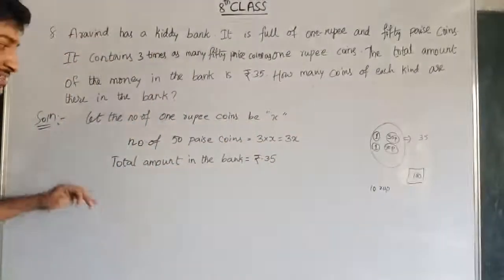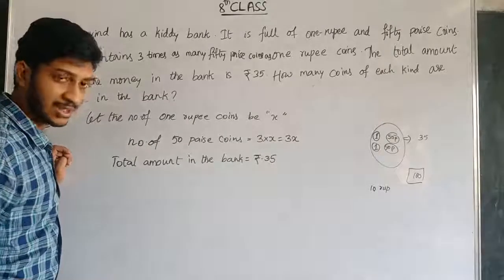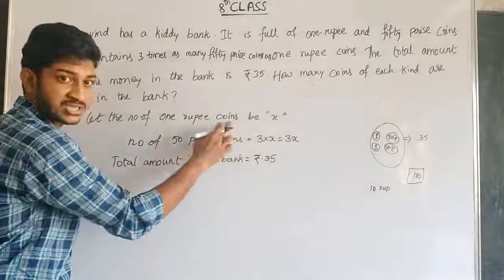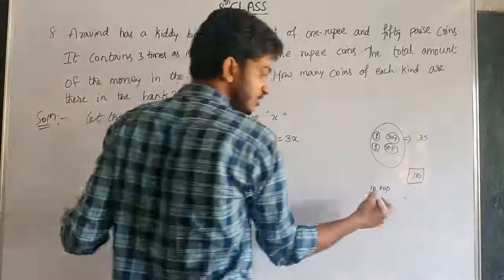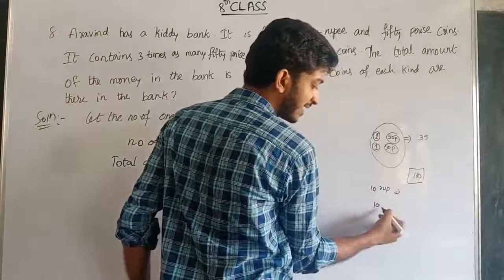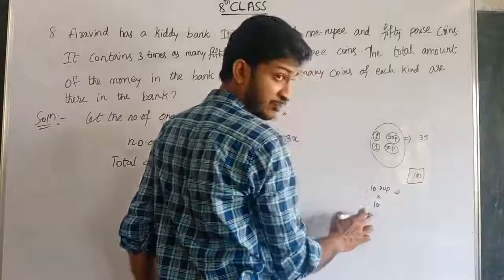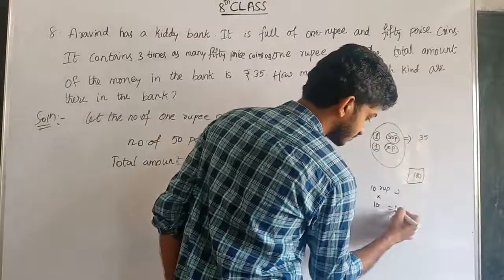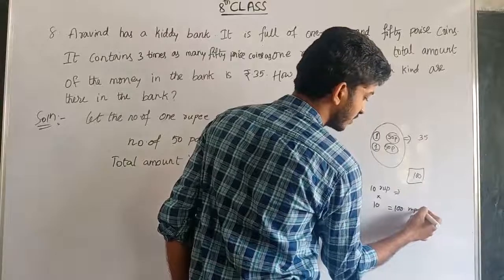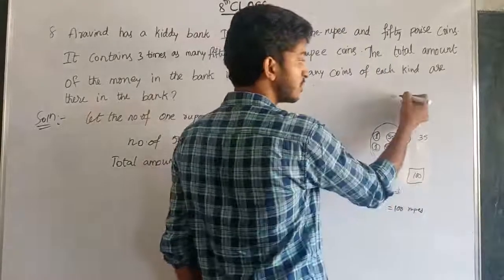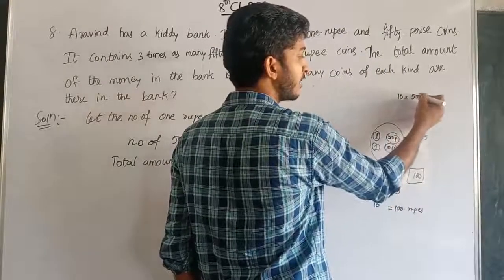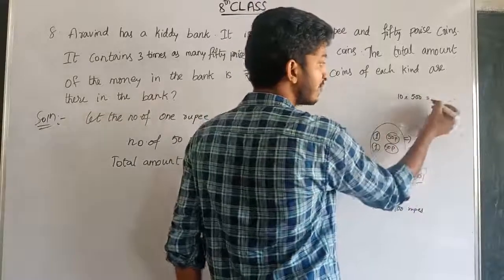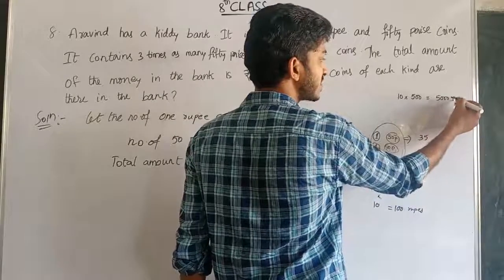So I am writing this as an equation. See here how I am writing. If I have 10 ten rupee notes, how much amount do I have? 10 into 10, multiplying, equal to 100 rupees. If I have 10 five hundred rupee notes, then how much money do I have? 10 into 500 equal to 5000 rupees in total.